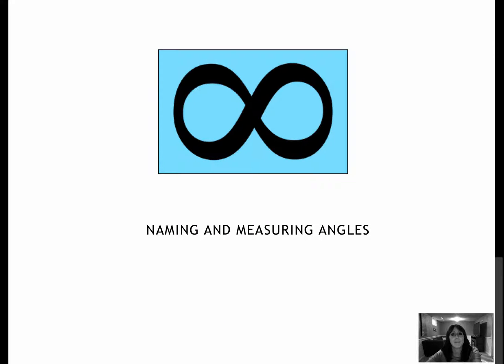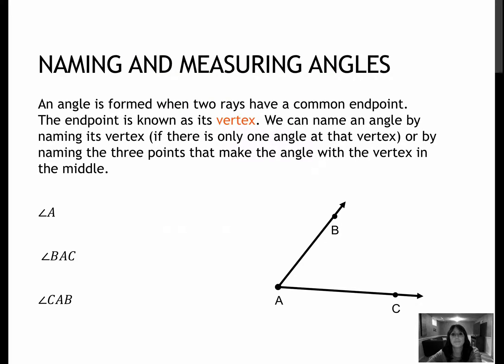This lesson is on naming and measuring angles. When we have an angle, it is composed of two rays. So notice here we just talked about rays. So this would be ray AB and ray AC. It's composed of two rays that have a common endpoint. So in this case, that common endpoint is point A. Point A is considered the vertex. It's where the two rays meet.